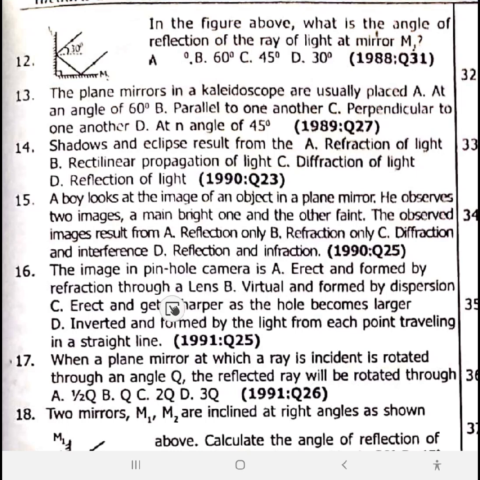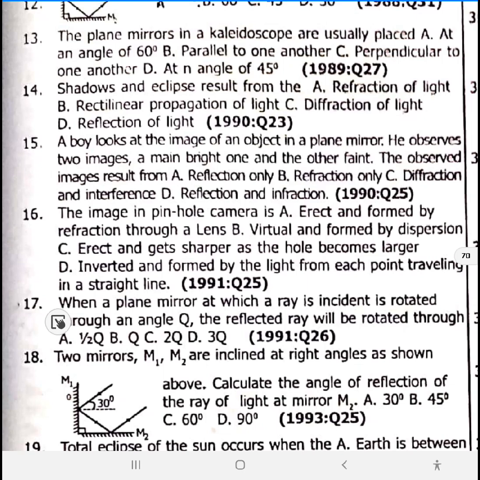Number 16. The image in a pinhole camera is surely inverted and is formed by the light from each point traveling in a straight line. 16 is option D. The image in a pinhole camera is always inverted and is actually from the light that travels in a straight line to form each part of the image. 16 is D.